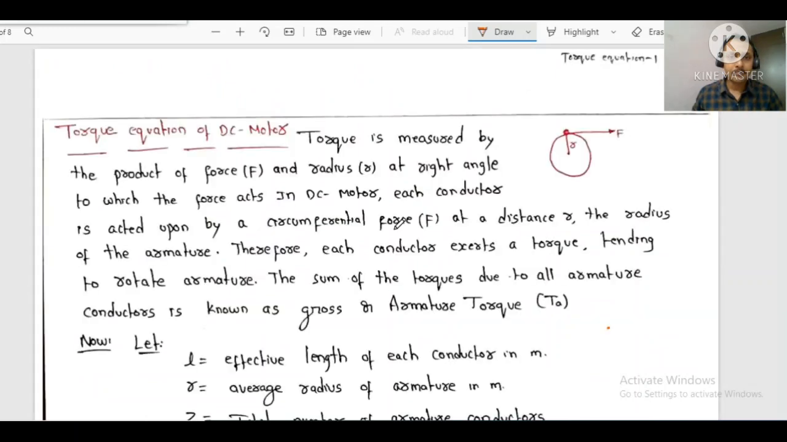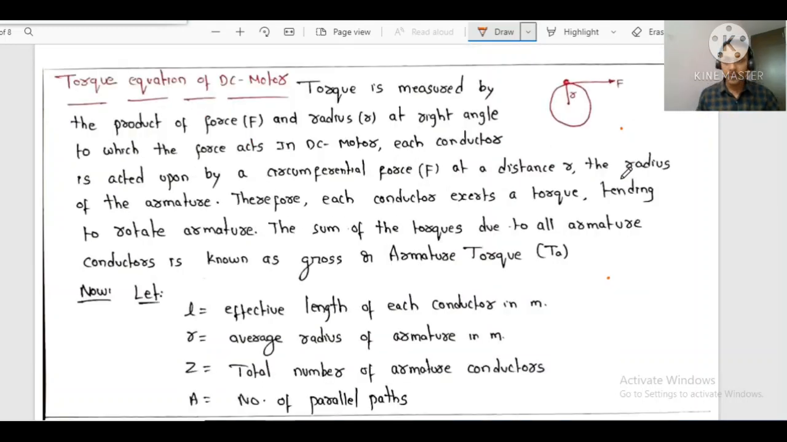If you observe, dear students, with respect to the motor, the torque developed at the armature is important in order to calculate the power output, which we can give by power output equals omega T. Now the torque is measured by what? It is measured by the product of force and the radius at right angle at which the force acts. So torque equals force into perpendicular distance. Here in this context, it is the radius.